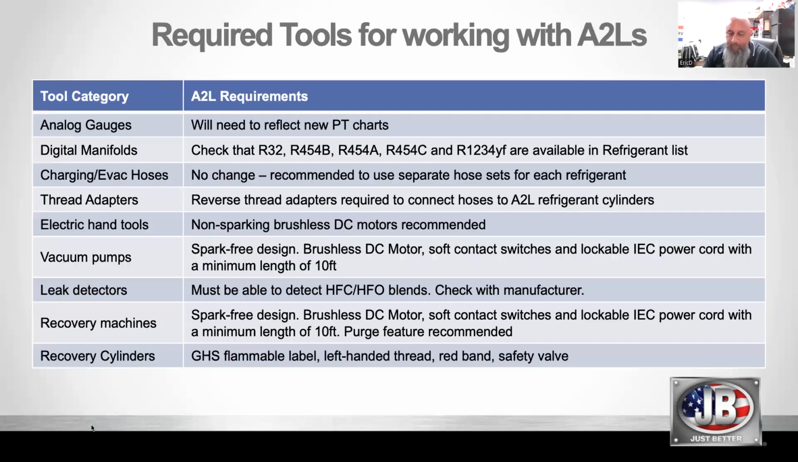All right, so the required tools, and we've touched on this. Your analog gauges, obviously, are going to need to reflect the new PT charts for the new refrigerants. And if you're using digital, you need to check that you're supporting all the new refrigerants. Most of the digital manifolds out there have 32 and 454B in them, not so much 454A and C. Some of those have yet to be updated, but you'll see most of the manufacturers will be updating those remotely over the air the way they do.